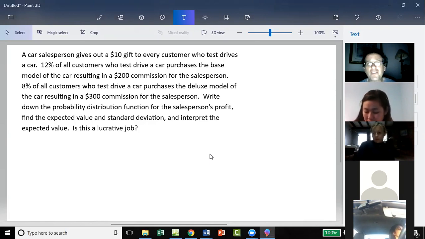So the first chapter is on discrete distributions. Because you can list them, it means we can actually put them in a table. And so let me read out the question, and then we'll create a little table.